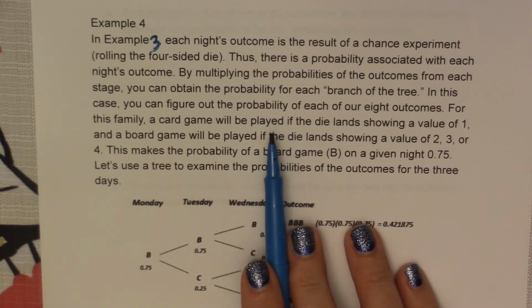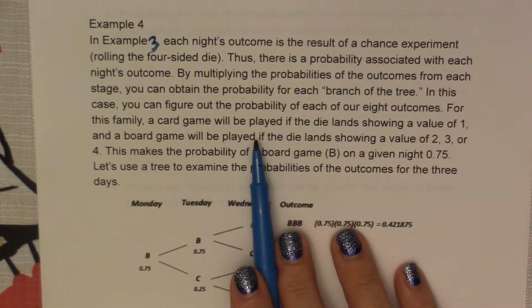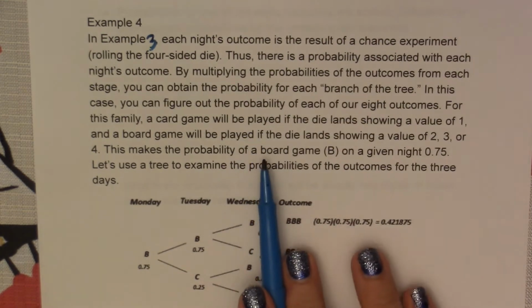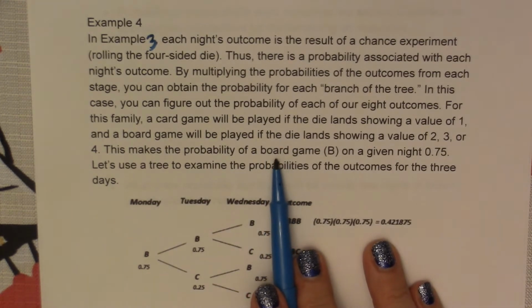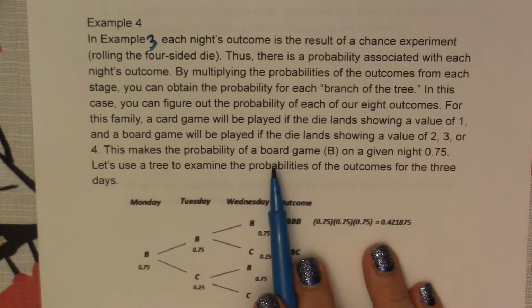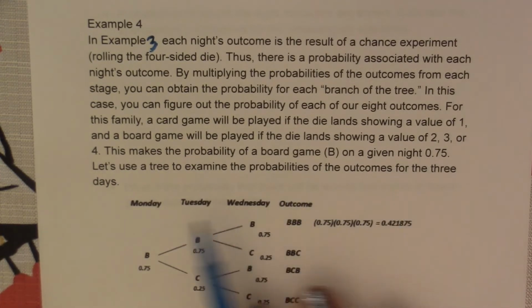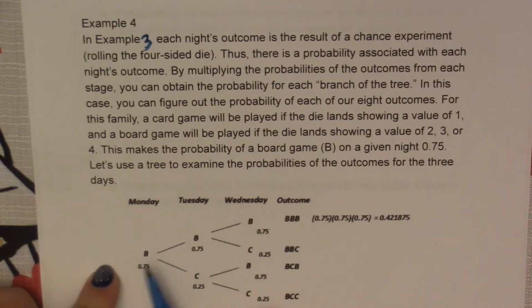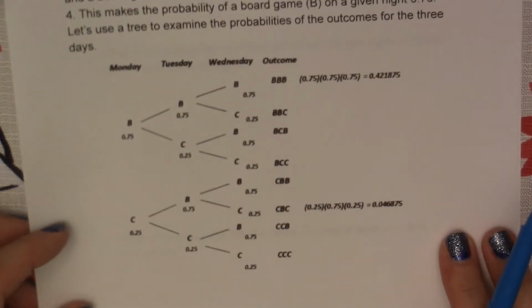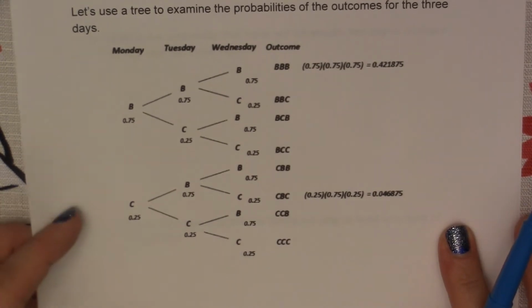And just as a reminder, for this family, a card game will be played if a die lands showing a value of 1, and a board game will be played if a die lands showing the value of 2, 3, or 4. So this makes the probability of a board game on any given night 0.75. So let's use our tree diagram to look at some probabilities for the outcomes over the 3 days. They have set up our tree diagram for us for a Monday, Tuesday, and Wednesday. Let's look at our first question.